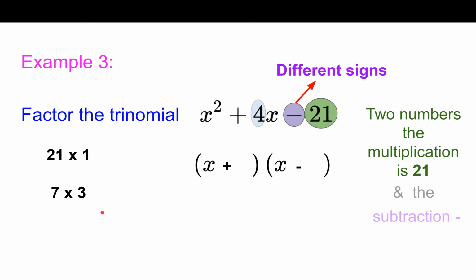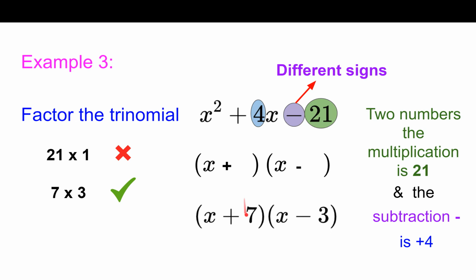Obviously, it is 7 and 3. 7 times 3 is 21, and 7 minus 3 is 4. Now, where do you put the 7 and where do you put the 3? It does matter now. The 7 is positive since the 4 is positive, so 7 positive minus 3 gives you a positive 4.